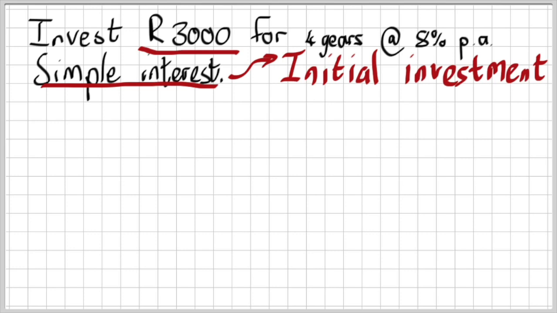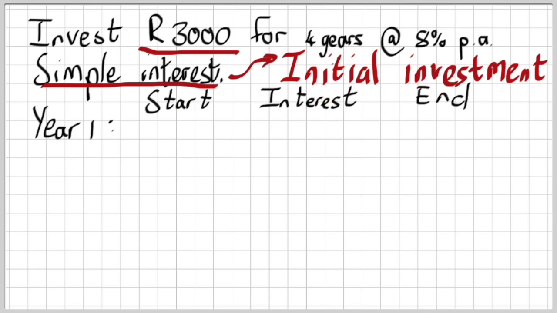For my students, and I advise you to do this, is not just run to a formula, but to actually understand how simple interest works. So how simple interest works is that we are going to say, year one, there's a starting value, there's interest that is being calculated, and then there's an end balance. First of all, I start with 3,000 Rand.